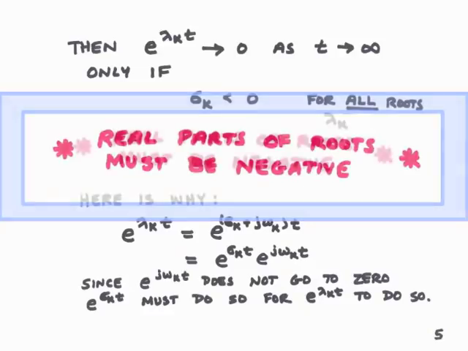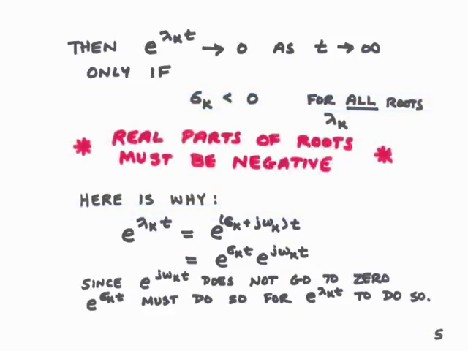This condition holds because e to the lambda k t can be written as e to the sigma k plus j omega k times t, which can be separated into e to the sigma k t times e to the j omega k t. Since e to the j omega k t does not go to 0, we know that e to the lambda k t will go to 0 only if e to the sigma k t goes to 0. And e to the sigma k t will go to 0 only if sigma k is less than 0.